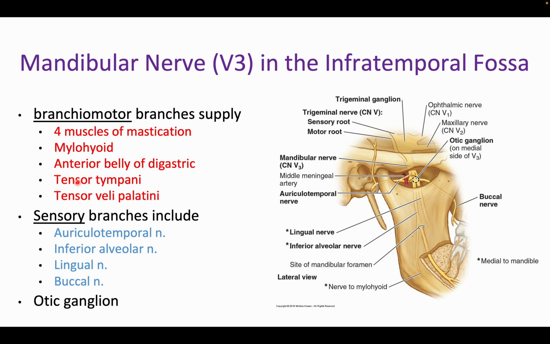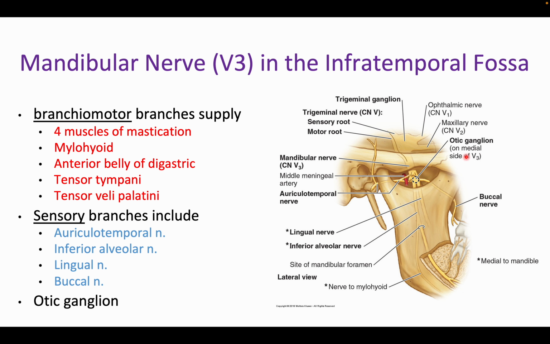Sensory branches that we're going to give off, we're going to have our auriculotemporal nerve. We're going to have the inferior alveolar nerve, which is going to run down here. And I wanted to point that out here because that's another clinical correlation we're going to look at, because it's going to come down and go to the teeth. We also have our lingual nerve and our buccal nerve. Also found in this region, we have our otic ganglion, which is on the medial side of V3.